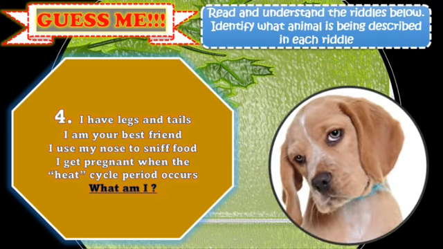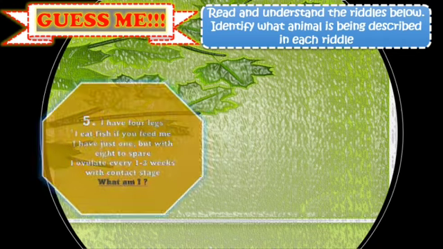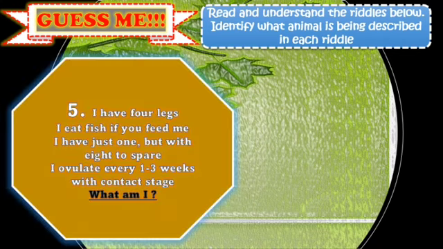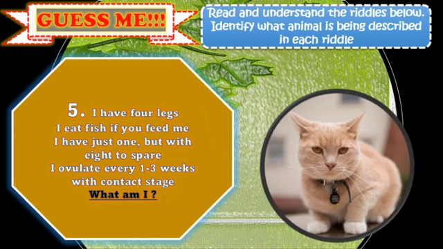So let's now proceed to number 5. I have 4 legs. I eat fish if you feed me. I have just one, but with 8 to spare. I ovulate every 1 to 3 weeks with contact stage. What am I? So that must be... very good. That is cat.